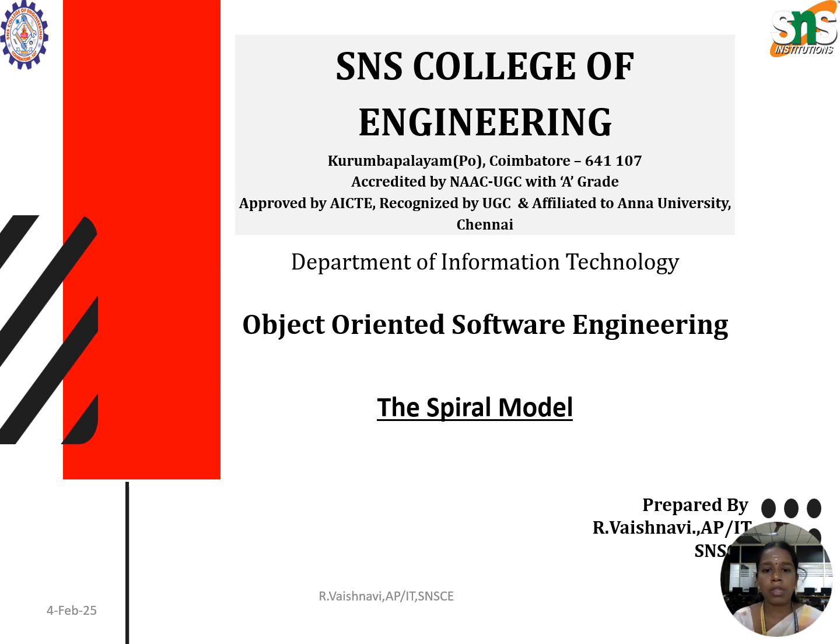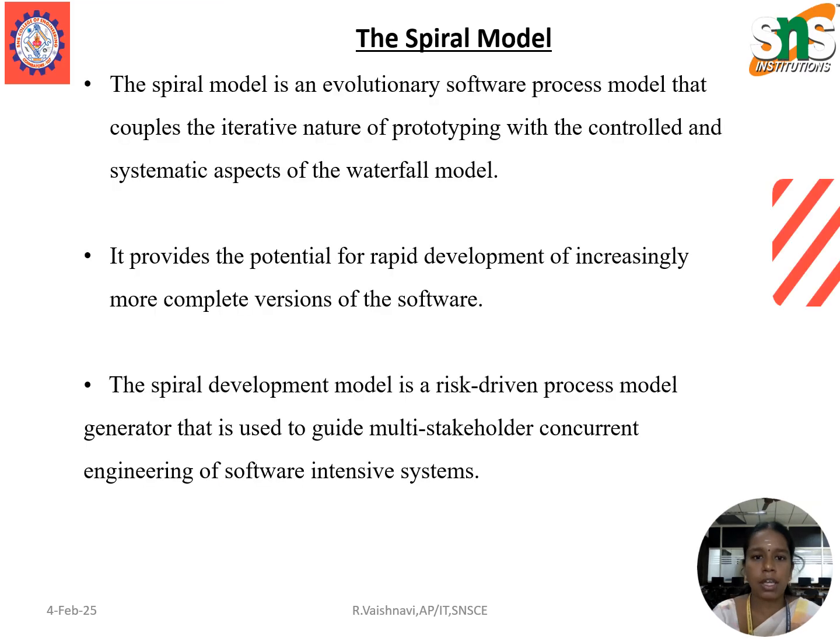Now we are going to see about the spiral model in object-oriented software engineering. The spiral model is an evolutionary software process model that couples the iterative nature of prototyping with the controlled and systematic aspects of the waterfall model. It provides the potential for a rapid development of increasingly more complete versions of the software.